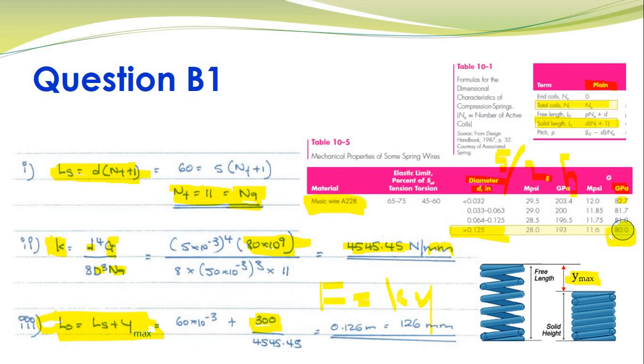So force is equal to ky, this relation is also true, and then y is equal to F over k. Since I'm dealing with y max over here, it will become F max. So F max was 300, right? The spring rate was already calculated in the previous step. So what I get is my free length is 0.126 meters, which is 126 mm.